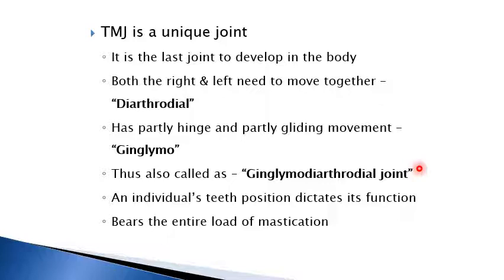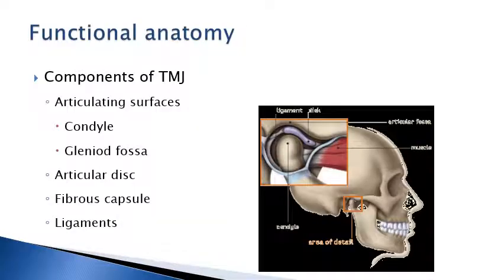And not just the occlusion, the individual teeth within this occlusion, they also dictate the functioning of this particular joint. And the last, it bears the entire load of mastication. The temporomandibular joint bears the load of mastication. Now, to understand the functioning of the temporomandibular joint, we need to know what the components of the temporomandibular joint are.